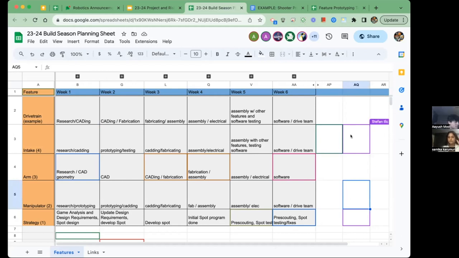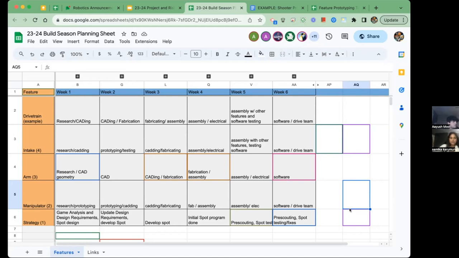Aaron? On strategy, the biggest restriction we have is design requirements need to be done in some capacity by the end of the first week, so that there's only little edits to do by the end of week two, and they need to be done by the end of week two. Yeah, that's definitely a big one. Strategy gets a lot on their plate right at the start to get those design requirements out.